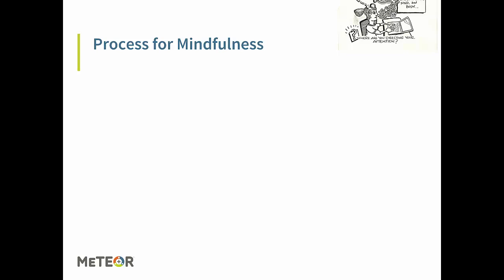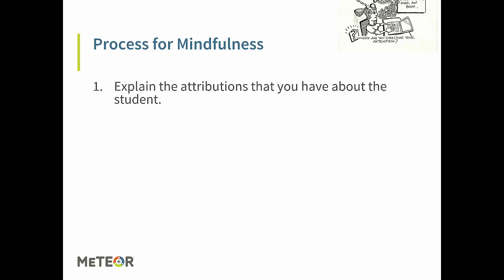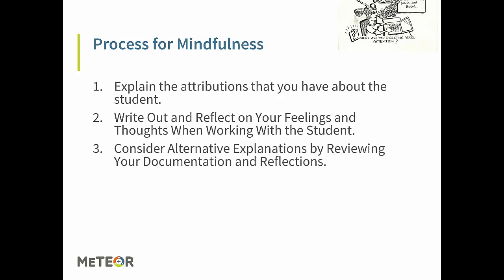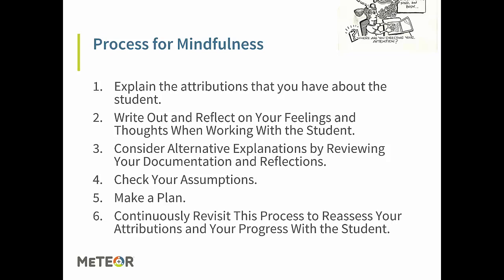Mindful reflection as a process for developing culturally responsive practices is one of my go-to articles when supporting teachers who are working on their cultural responsiveness. There are 6 steps to the process. Explain the attributions that you have about the student. Write out and reflect on your feelings and thoughts when working with the student. Consider alternative explanations by reviewing your documentation and reflections. Check your assumptions. Make a plan and continuously revisit this process to reassess your attributions and your progress with the student. Let's drill each down in this process for mindfulness.